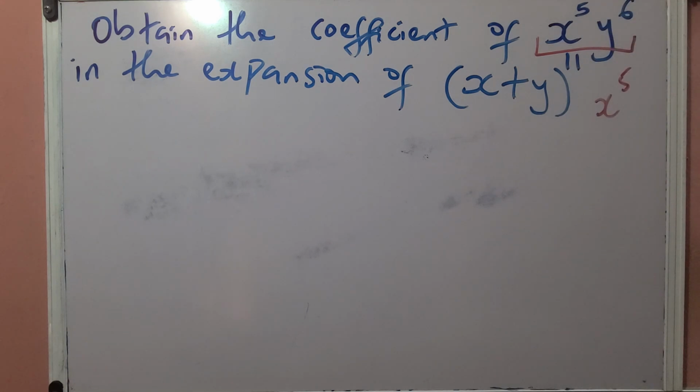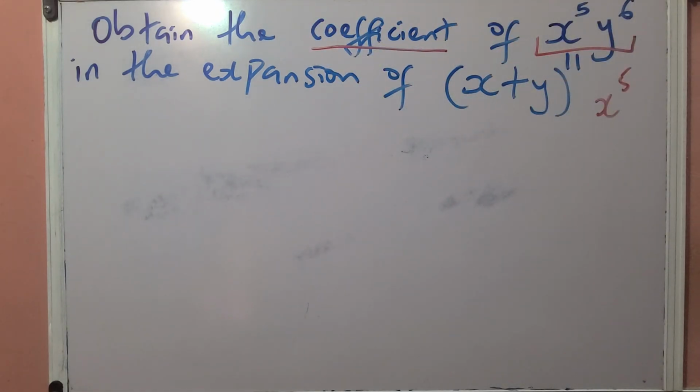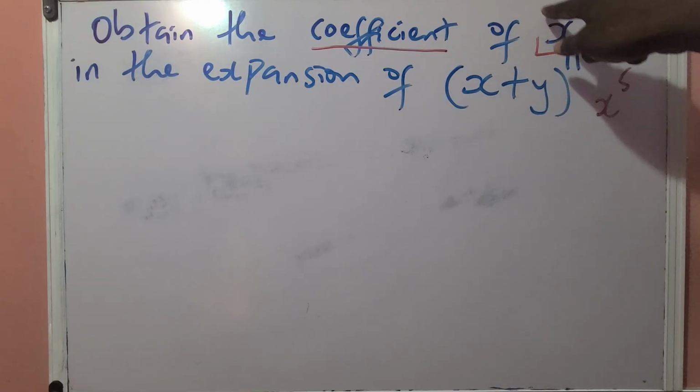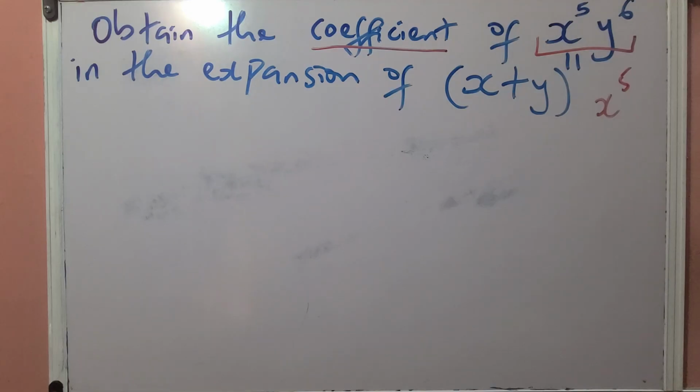Now, I'm sure we are all aware of the use of the word coefficient. The word coefficient stands for whatever stands close to this variable. So everything close to it is what we're going to call the coefficient. Let's try and give a quick understanding of that.